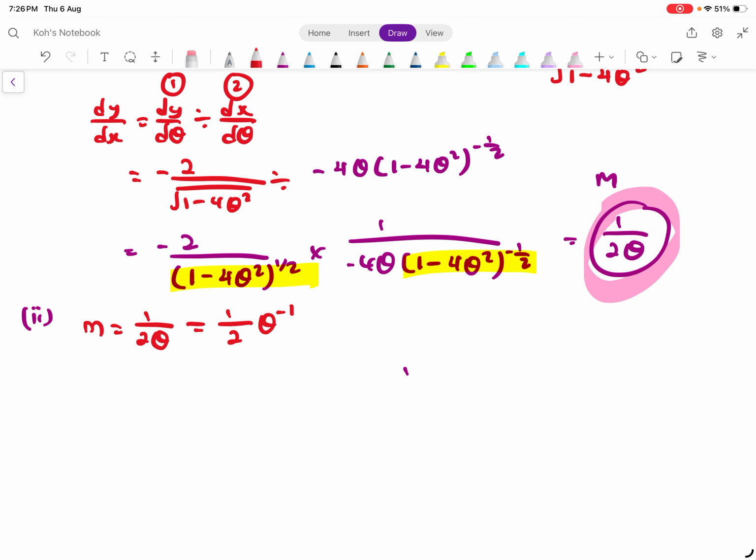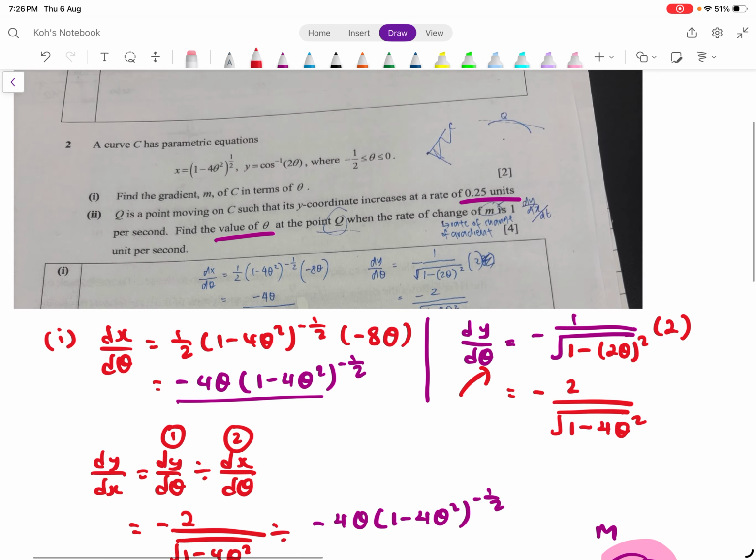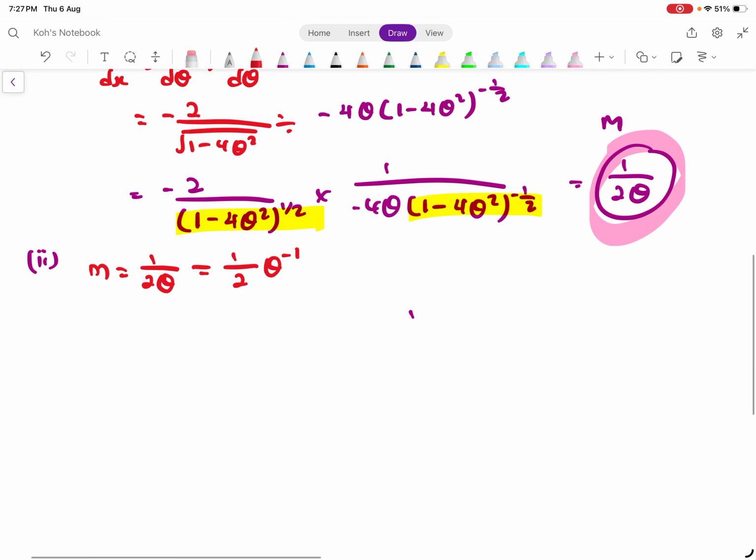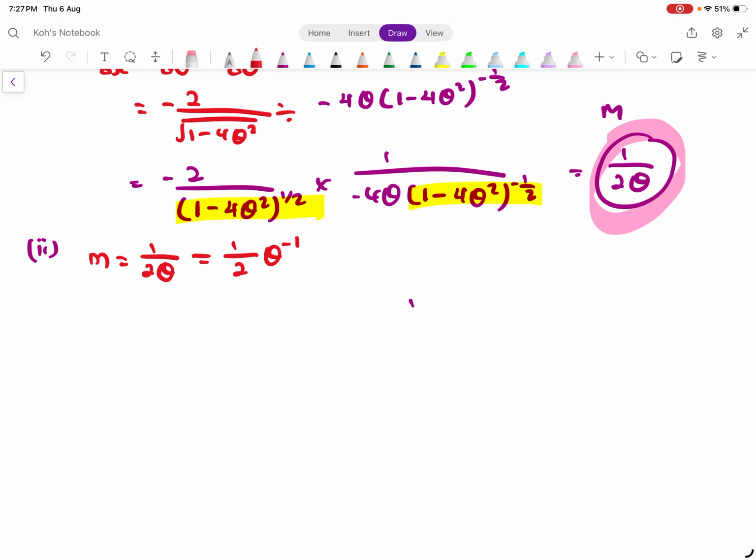Okay, the second part. We are given Q is a point moving on C, such that dy/dt is given to be 0.25. Then they ask us to find the value of theta such that the rate of change of m is about 1 unit per second. This looks like a rate of change question, but not fully a rate of change question. So first we start off with m equal to 1 over 2 theta. Of course, it's equal to half theta to power negative 1.